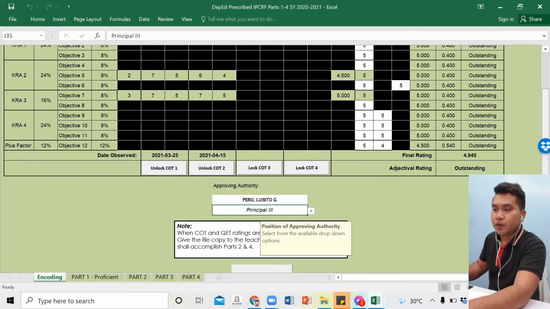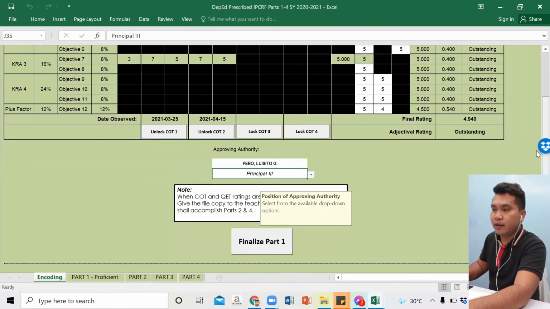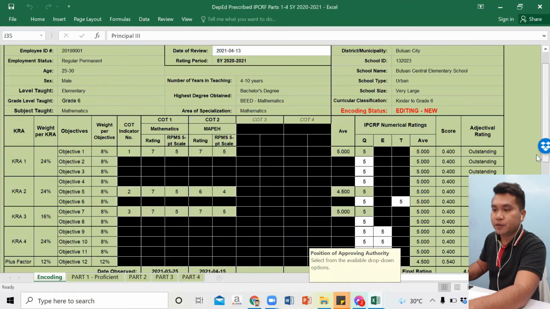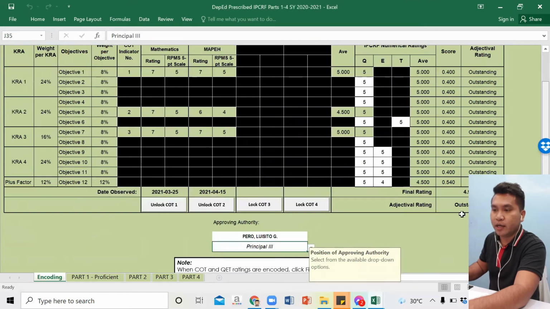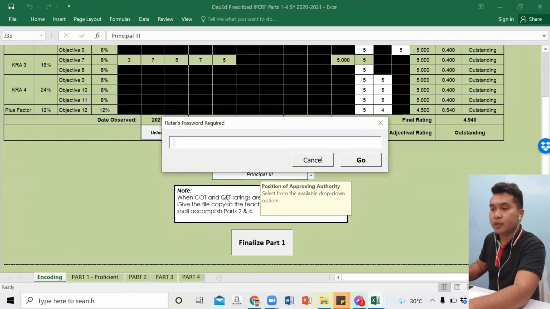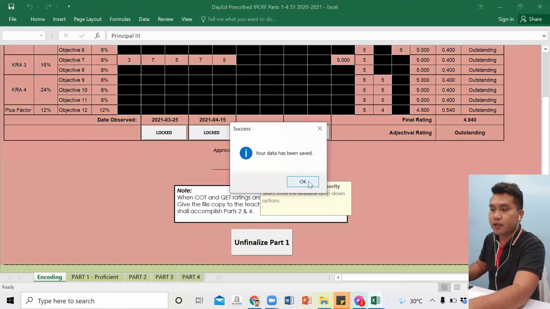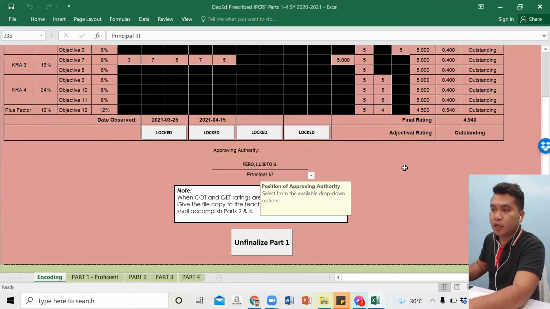Once this is done and reviewed by the rater, the rater can now finalize part 1. Again, only the rater can do this part. So again, the same password is to be used when finalizing this part. Okay, go. So this is already successfully done because the color, as you can see, changes to red.